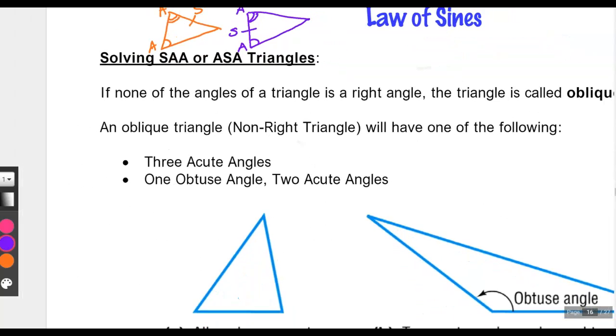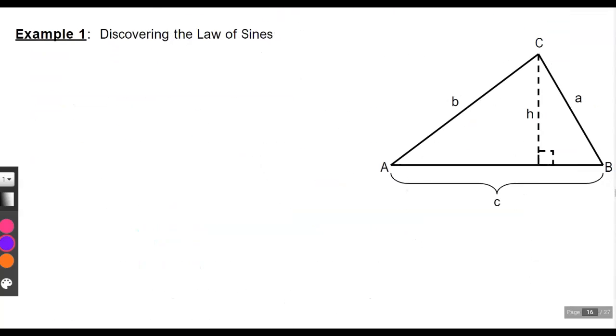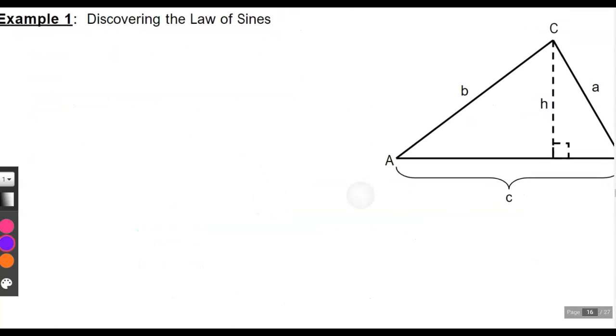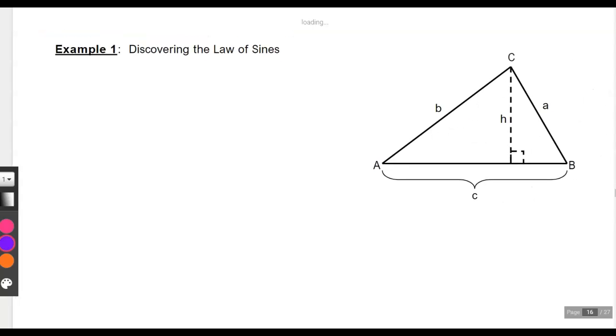So, let's try it. Oh no, let's not try it yet. I want to derive it first. That's right. So here we have a triangle with a height drawn inside of the triangle.